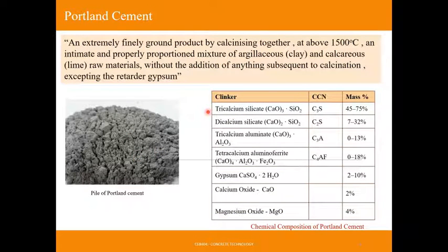The Portland cement mainly consists of the Bogue compounds. They are called as clinkers. They are tricalcium silicate, dicalcium silicate, tricalcium aluminate and tetracalcium aluminoferrite. Previously we have seen the chemical constitution of the cement. At the temperature of 1500 degrees Celsius, these chemical compounds combine to form the clinker compounds.